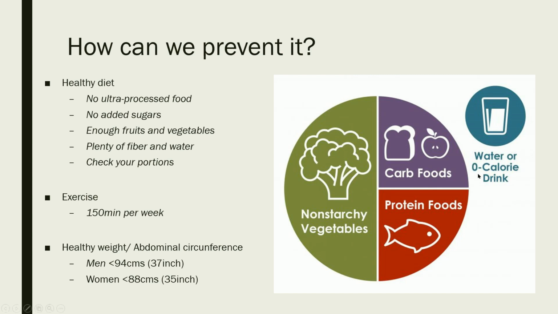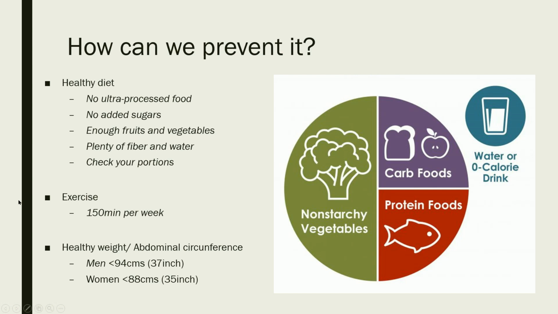In fact, the CDC gives us this plate where we can see how our plates should be structured. We need half of the plate with non-starchy vegetables, a quarter of the plate with carb foods, and these carbs have to be not processed, not refined, and a quarter protein foods. The best protein food in general is fish, then poultry, and finally red meat. And of course, water should always be our main beverage.